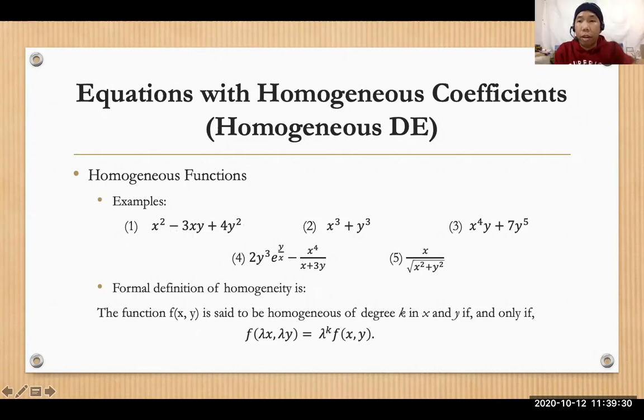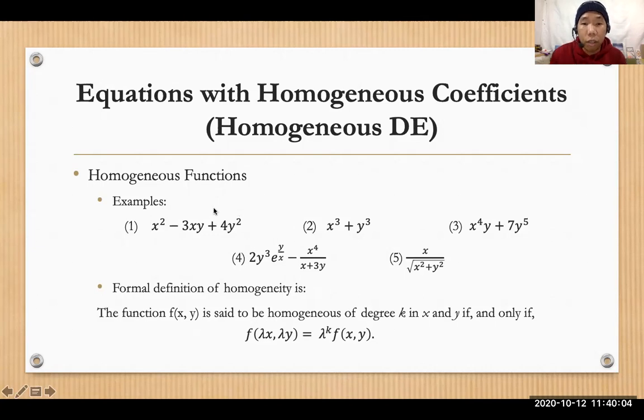Let me just turn on my camera so you can see me. The first term here is degree 2, since you have x squared. The second term, you have x times y, so you have degree 2 also, so 1 plus 1. And for the last term, you have y squared, so degree 2. As you can see, each term has degree 2. Then, since the function has the same degree in each term, this is a homogeneous polynomial or homogeneous function.